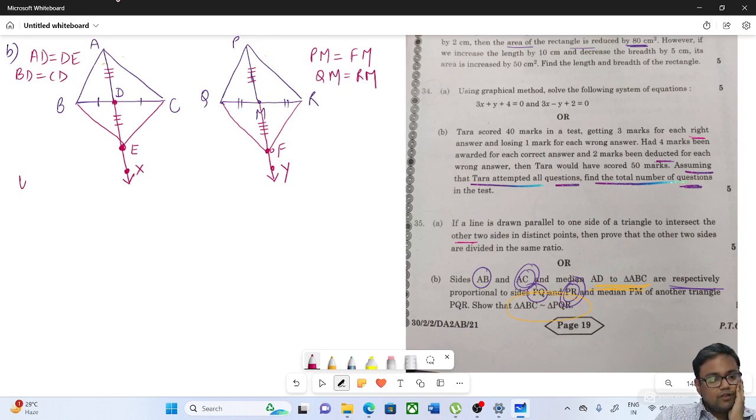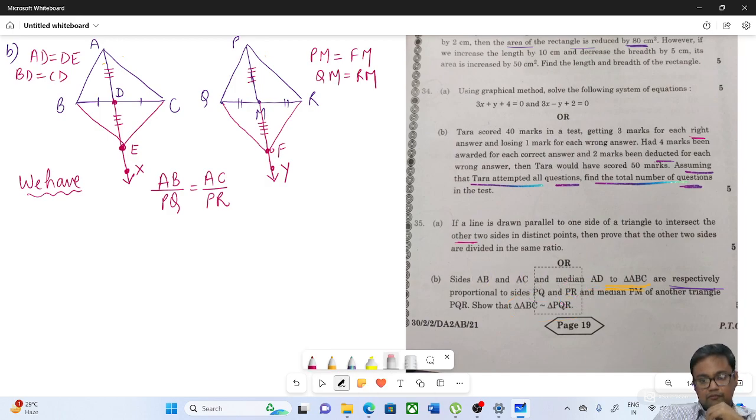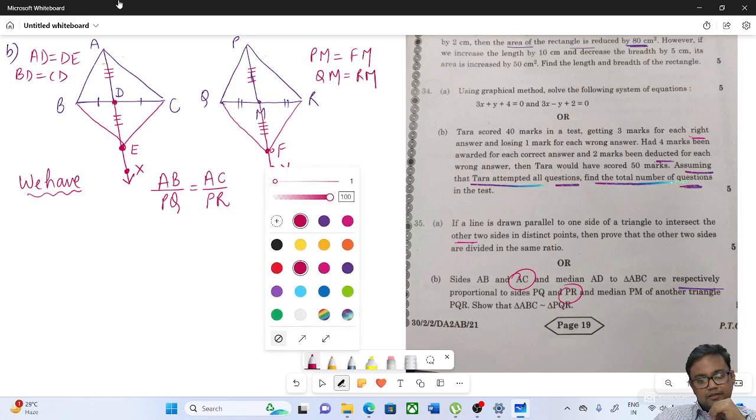Now we have, remember children what we had, AB upon PQ is equal to AC upon PR. This was also given. AC and PR in pink you can see have become dirty, I will rub it. AC upon PR, right? But I do not actually want AC upon PR. AC upon PR will not play any role for me here. Let us see how we can make our situation better.